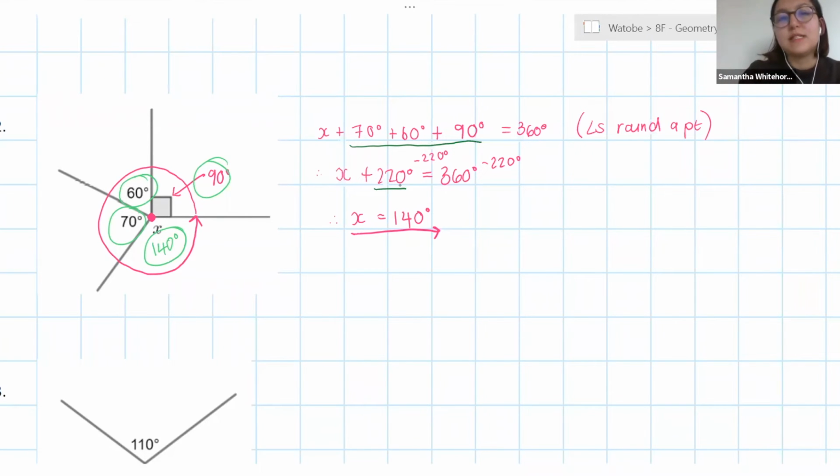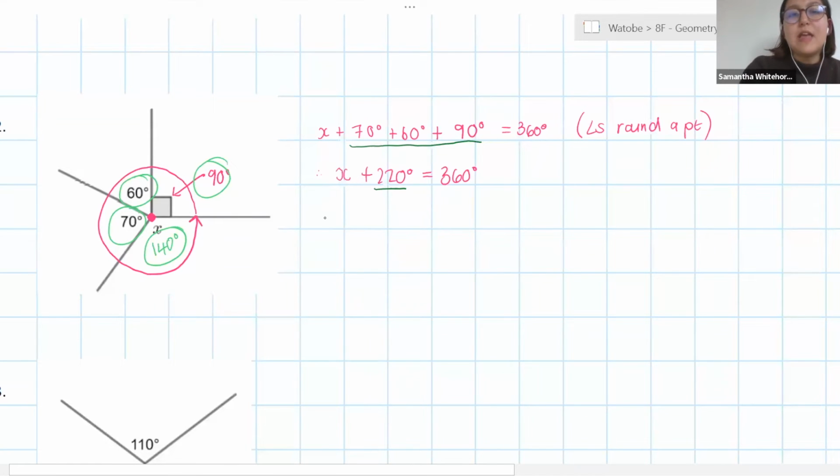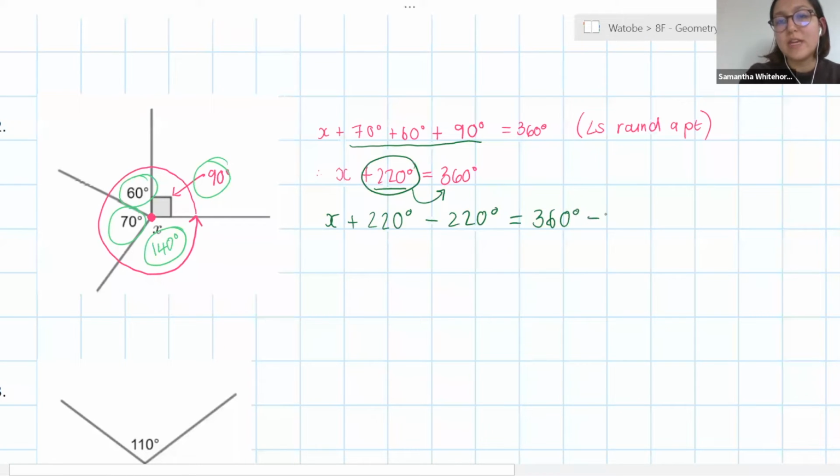Okay, so that was just me saying, and maybe it would have been better to put it in a different color, that if I now want to take this 220 and move it over my equal sign to get X alone, I need to subtract 220 from both sides. Because if I think back to solving equations and my inverse operations, that is the way I move things over my equal sign. In doing that, those two essentially cancel, leaving me with the X. And the 360 minus the 220 gave me that answer of 140 I was looking for. So basically, it's just the inverse operations to solve my equation.